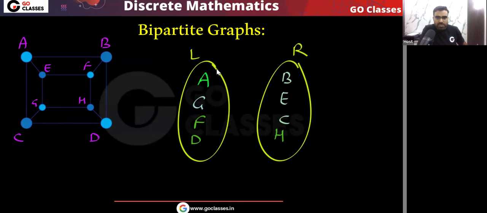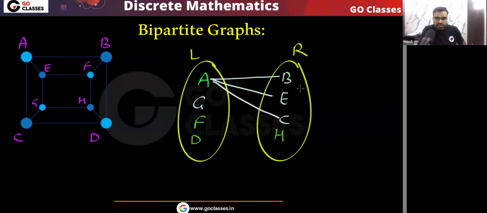Yes or no? And you can see all these vertices are non-adjacent, and these vertices are also non-adjacent. And you can check every edge will be between these two parts. For example, you can see there is edge AB, AE, AC. So these are the edges you can see. So every edge is between these two parts. You can see in this part there is no edge, in this part there is no edge.